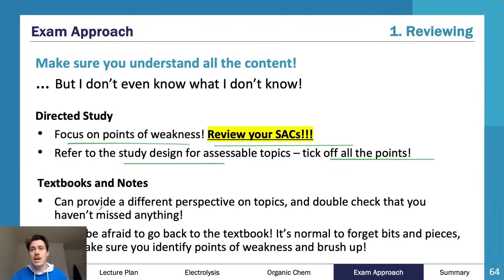Textbooks and notes. These can provide a very different perspective on topics. So double check. Don't be afraid to go back to your textbook. Textbook questions are terrible for exam study, but textbooks in themselves are really good to go back to and read through if you're forgetting stuff. You can then identify your weaknesses and brush up on the concepts, and then go and do some exam questions based on those concepts. I really don't suggest doing textbook questions. They're not very good, but textbook content in itself is quite good.